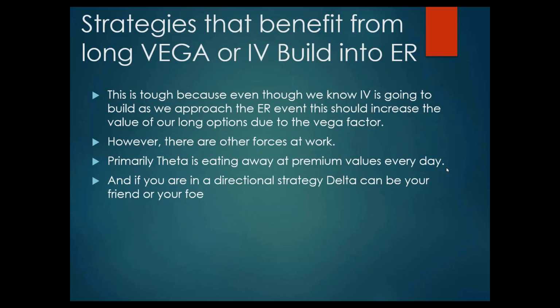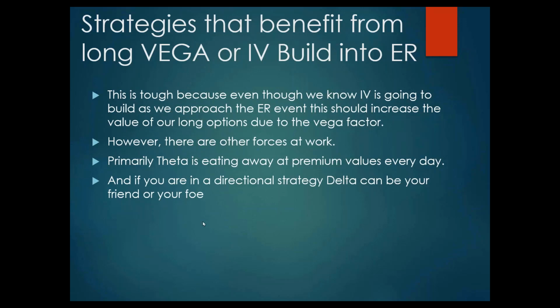to the earnings event. But more importantly, with theta, as time gets closer and closer to the expiration date of those options. That's the theta curve. And if you are in a directional strategy, delta can be your friend, but delta can also be your foe. Remember, if you are in a directional strategy, you need the price of the stock to go in the right direction. You're either bullish or you're bearish.